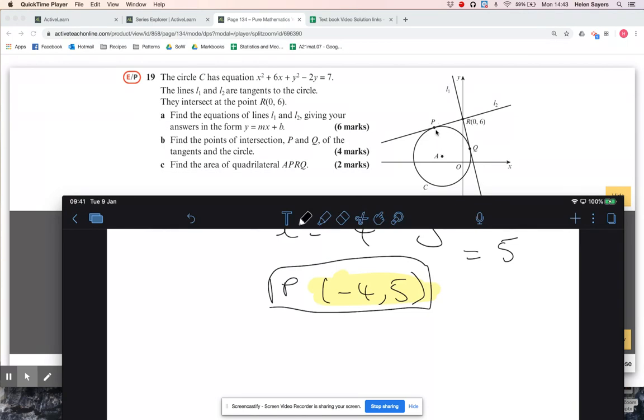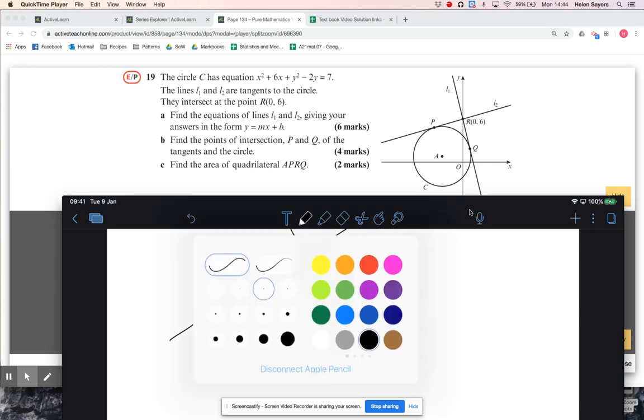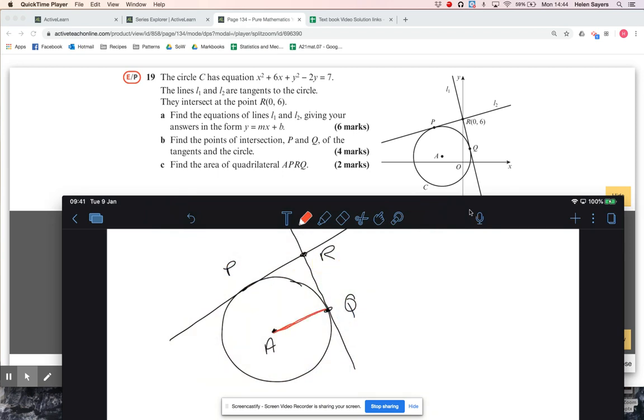So what are we doing? A, P, R, Q. Okay, right, let's have a think. So let's just quickly sketch that out. So we've got that tangent that's touching at P, we've got this one touching at Q, and we know the coordinates of P and Q, we've got A, and then R is the intersection. Okay, well, I know that the radius and the tangent will be a right angle, so that's always helpful.